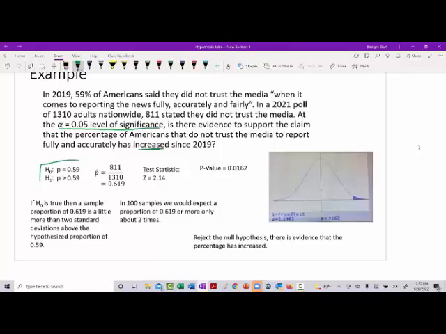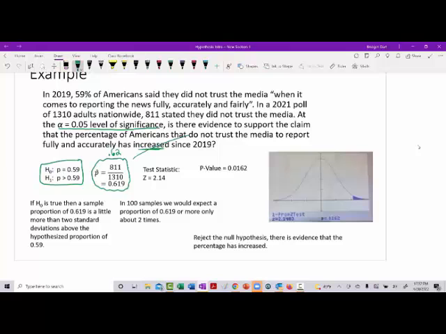So our hypotheses involve that 59%. Our null hypothesis is that it's 59%. It's what it used to be. The alternative hypothesis is that it's increased, right? This would be important to know. Have people lost trust in the media from 2019 to 2021? So we look at our sample proportion. It was 811 out of 1,310, which is about 62%. So p-hat is about 0.62.